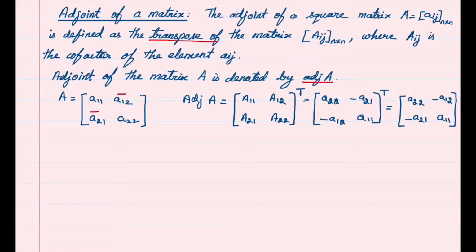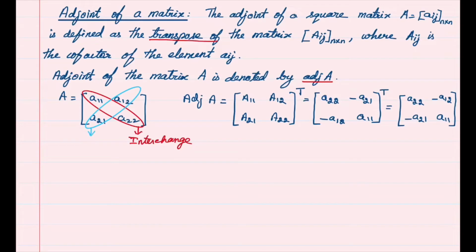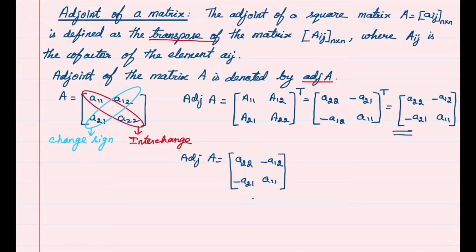And we can write the adjoint of a 2 by 2 matrix directly. We interchange the main diagonal elements and change the sign of the other elements. Now we will write the adjoint of this A matrix directly. First step is interchanging the main diagonal elements, and the second step is changing the sign of the other elements. No need to transpose in this step. See, these two answers are same.